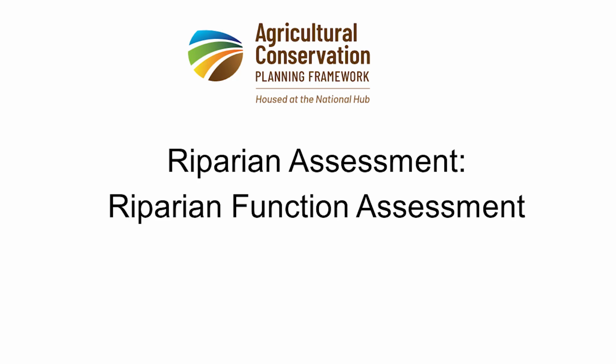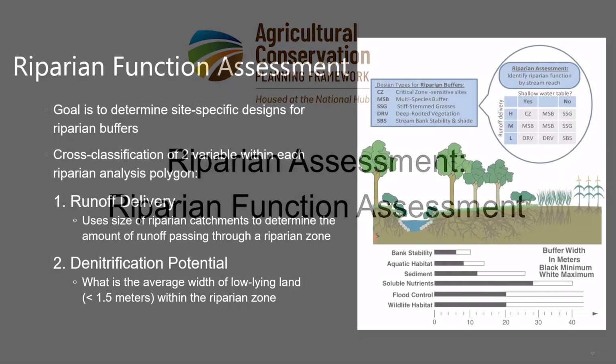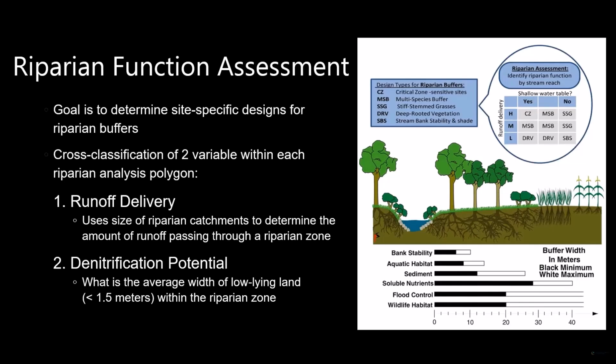In this video, we're going to discuss the Riparian Function Assessment Tool. This is the fourth tool in the Riparian Assessment section of the ACPF Toolbox. This tool will determine site-specific riparian buffer designs for each riparian catchment.